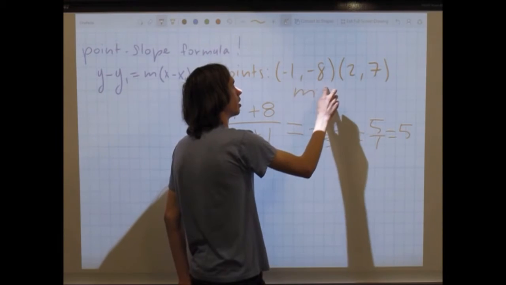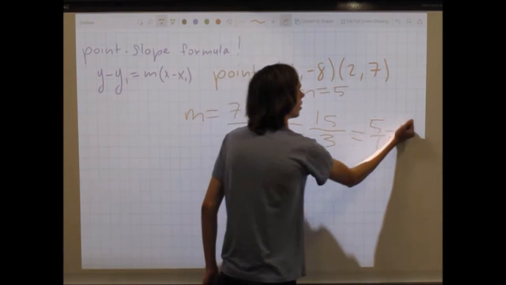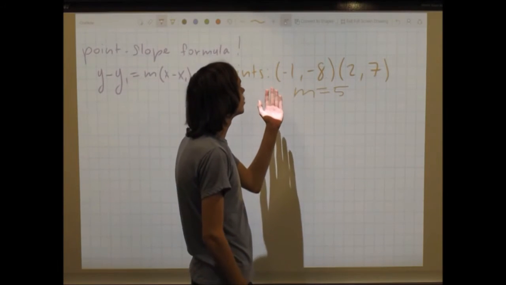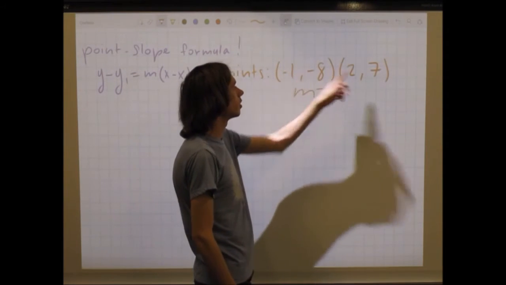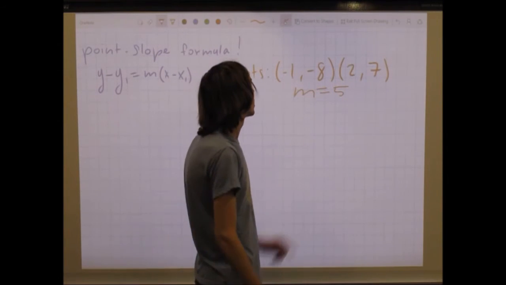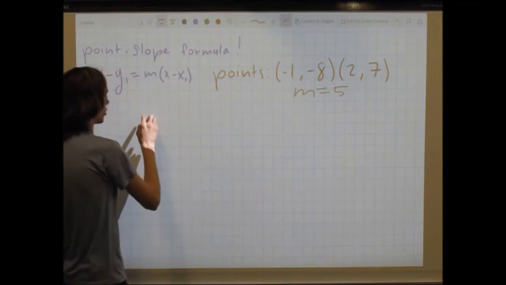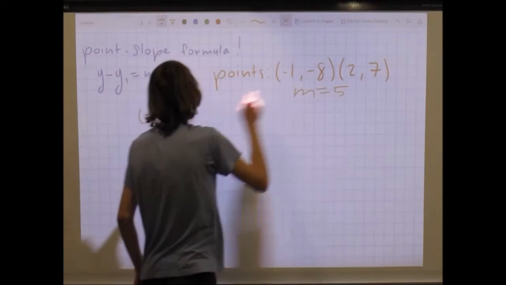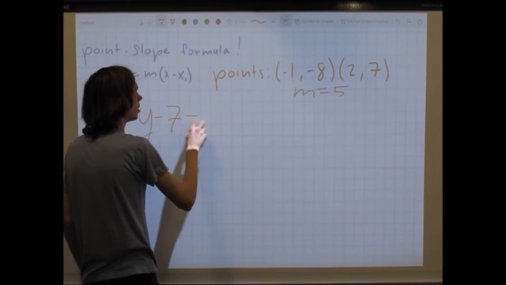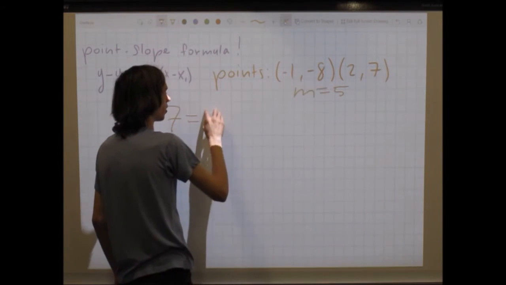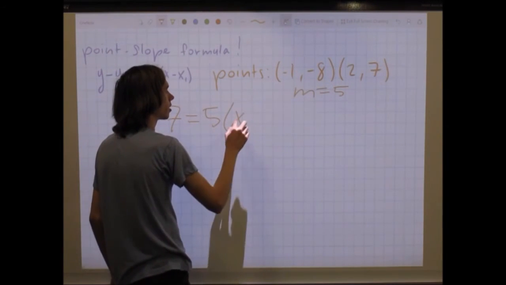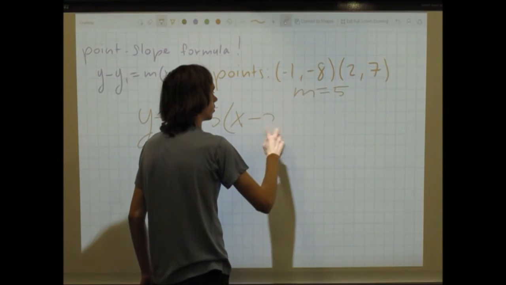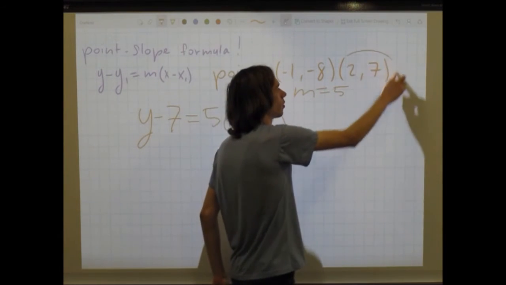I'll write it right here. M equals 5. And so now we're going to use the slope and either of these points. I'll go ahead and use these points right here, the 2 and the 7, why not? And we'll go ahead and put it in the point slope formula. So we're going to have y minus y1, which our y value is 7, so y minus 7 equals m, 5, times x minus the x value, x1, so we'll use 2. Because remember, we chose this point for our point slope formula.